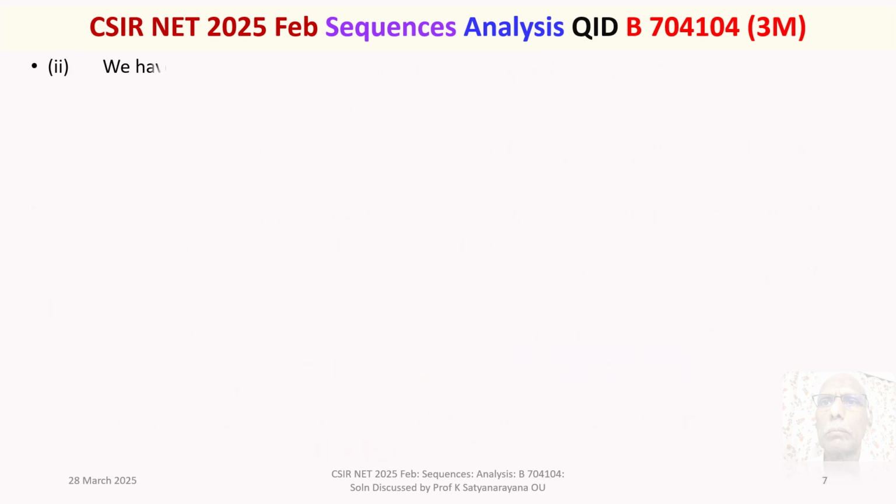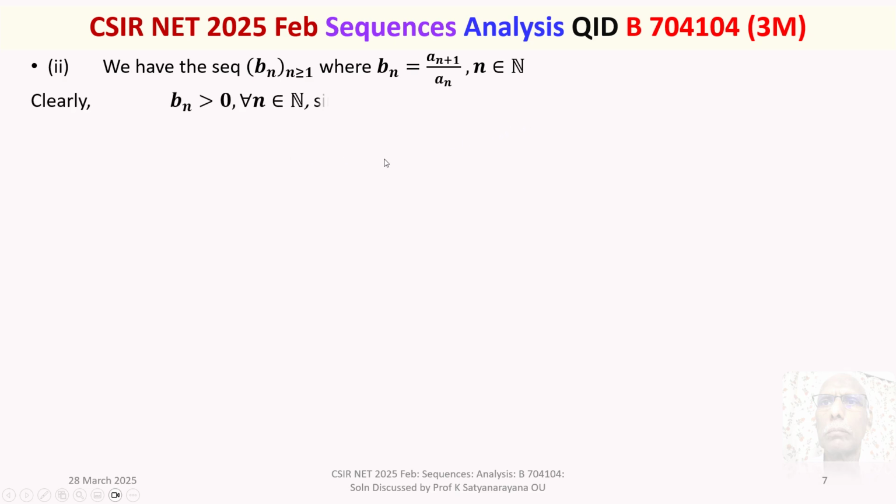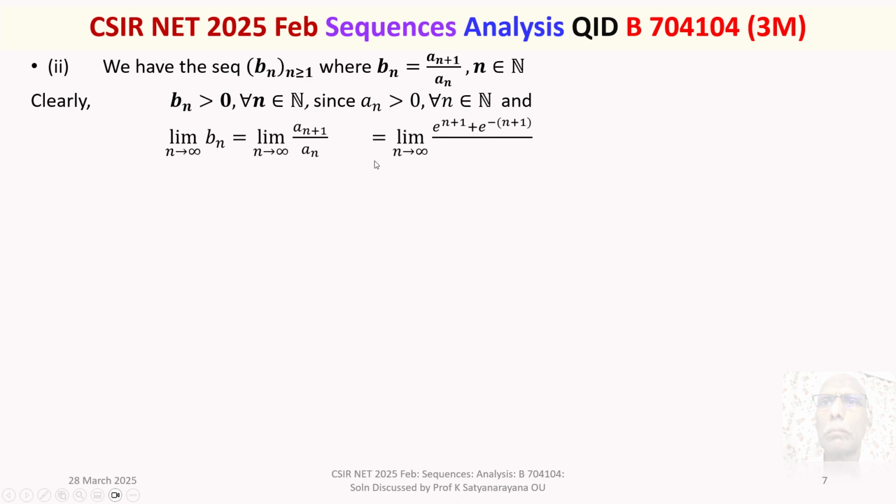We have the sequence b_n, n greater than or equal to 1, where b_n is a_(n+1) by a_n, n belonging to N. And we have already seen a_n greater than 0 for all n belonging to N. Therefore, b_n is also greater than 0 for all n belonging to N. Now, limit n tends to infinity of b_n is limit of a_(n+1) by a_n.